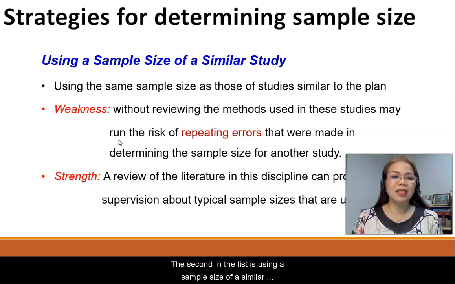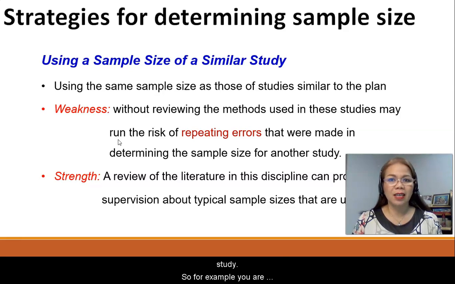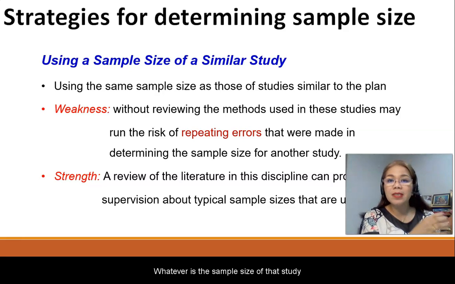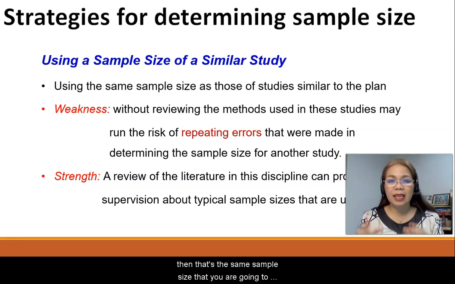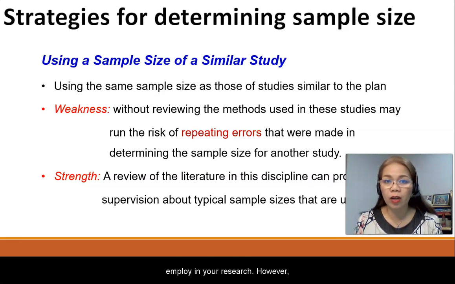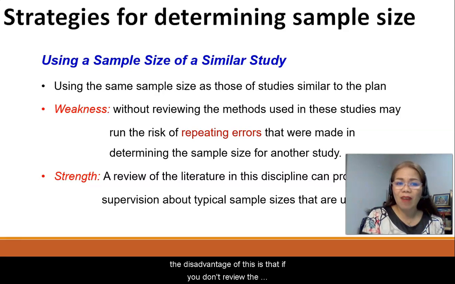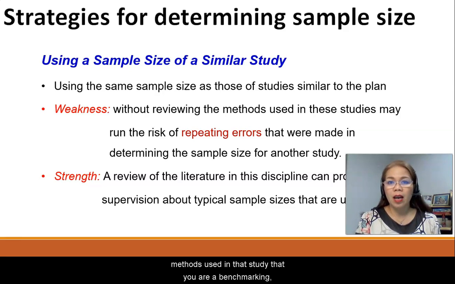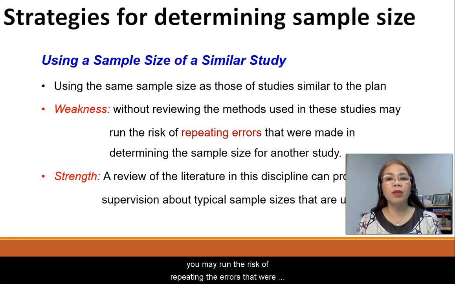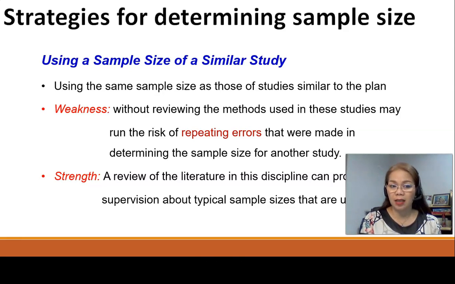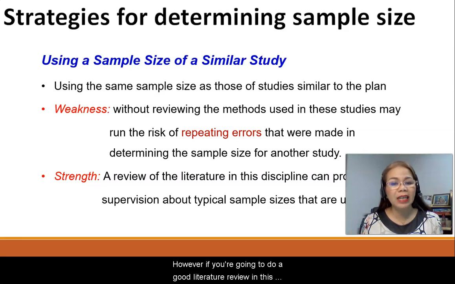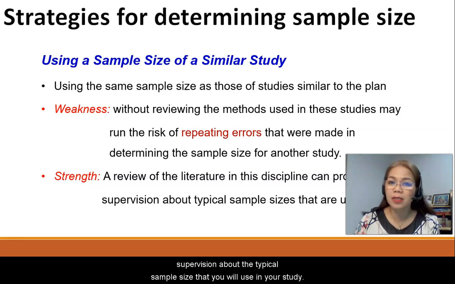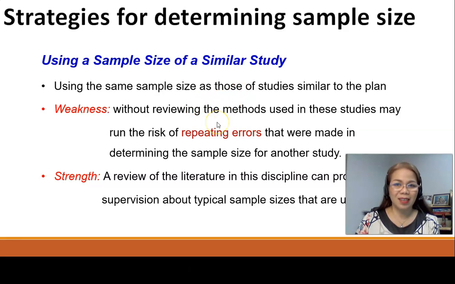The second in the list is using the sample size of a similar study. So for example, you are replicating someone else's study. Whatever the sample size of that study is, that's the same sample size that you are going to employ in your research. However, the disadvantage is that if you don't review the methods used in the study that you are benchmarking, you may run the risk of repeating the errors that were made in that study. However, if you do a good literature review in this discipline, it can provide good guidance about the typical sample size that you will use in your study.